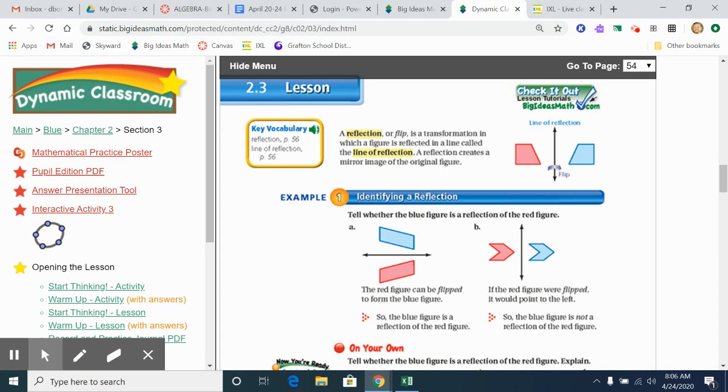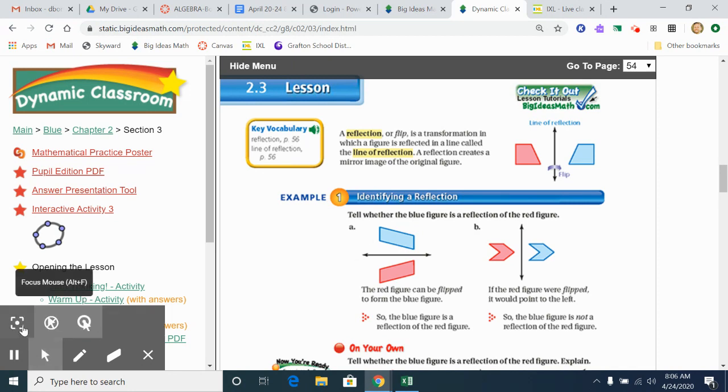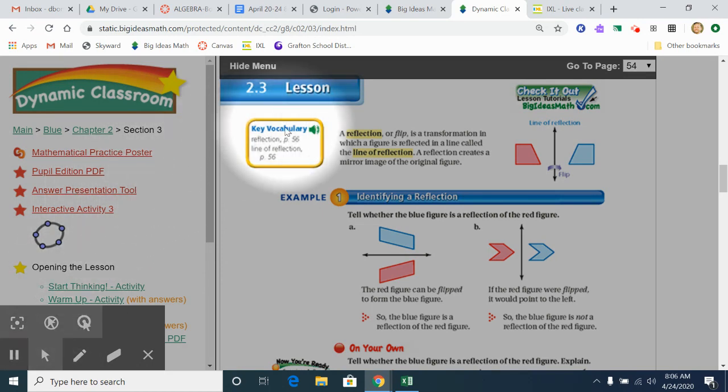Today we're going to do the 2.3 lesson for a new type of transformation called a reflection. It's pretty simple, pretty straightforward, so we're going to get right into it here. All right, so what are we talking about?